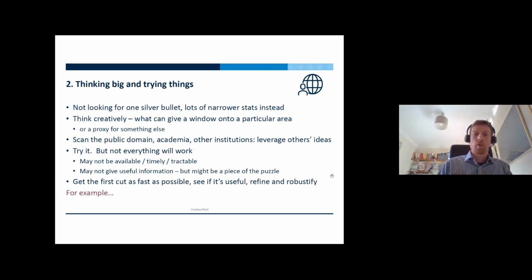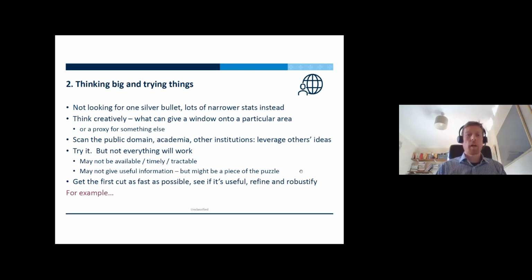To stand alongside that, trying things out and getting them done, there's a point about speed. So getting to the first cut as fast as possible, see if it's any good. And if it is, great. We'll refine it, we'll improve it, we'll make it more robust. If it's not, toss it away and go for something else.